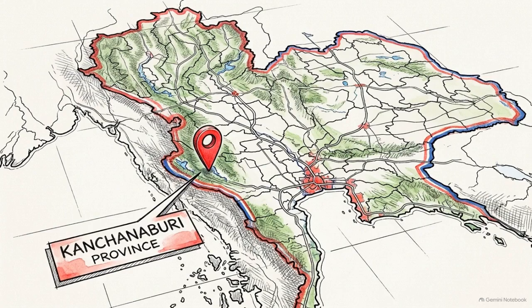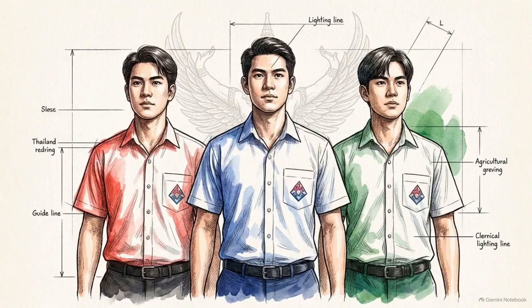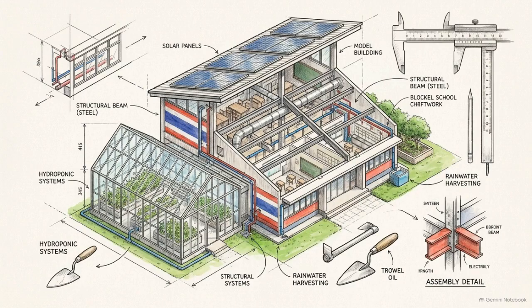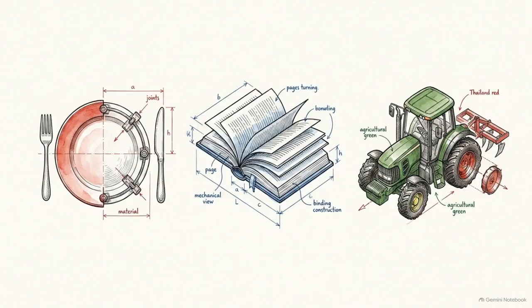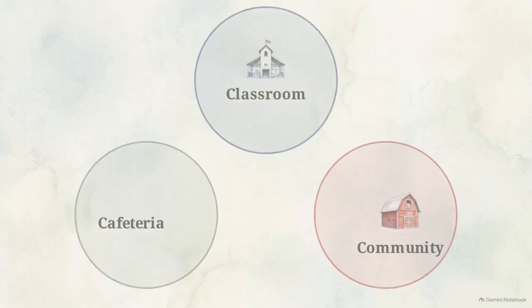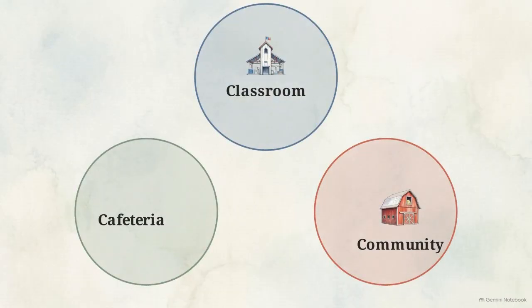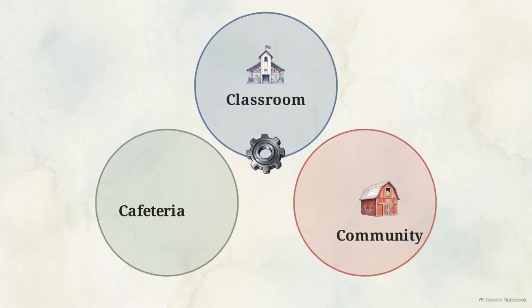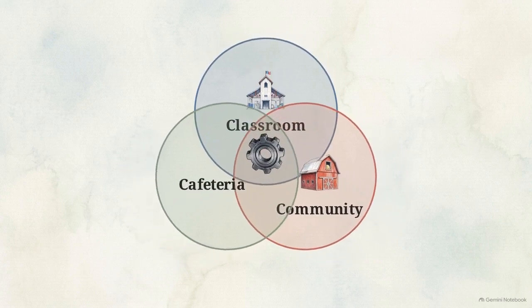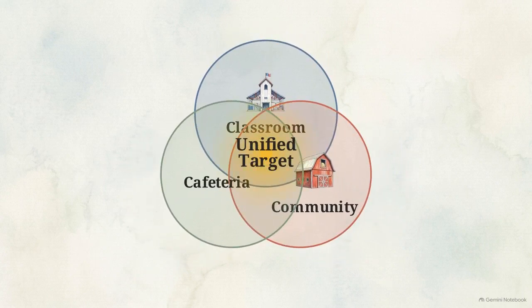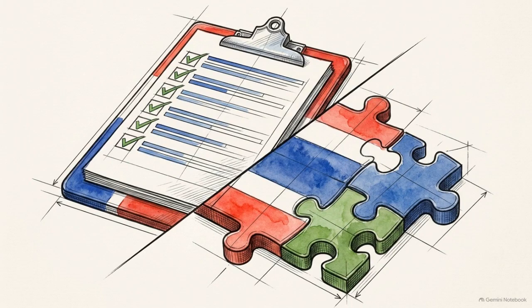Raja Prajanukroh 45 School is located in Kanchanaburi Province, Thailand, and serves a population of disadvantaged and minority youth under government care. The structural vehicle used here is known as the farm-to-school model. This model operates on 3 distinct pillars: the cafeteria, the classroom, and the community. The researchers applied participatory action research methodology to synchronize these isolated pillars. Instead of functioning independently, food procurement, academic instruction, and local economic activity were integrated into a single unified system aimed at sustainable development. This integration required 2 distinct phases of execution.